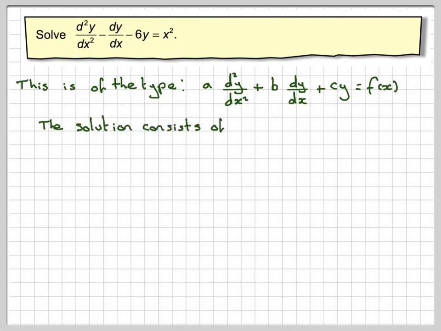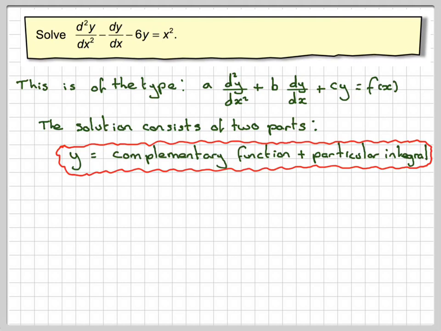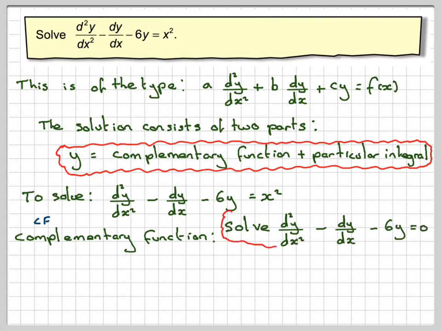Right, the solution will consist of two parts: the complementary function, which we call CF, and the particular integral. And we need to find both of them in order to solve the differential equation. So therefore, to solve the second derivative minus the first derivative minus 6y is equal to x squared, for the complementary function we do what we've done before, which is to solve the second derivative minus dy by dx minus 6y is equal to 0. We just ignore the x squared on the end.